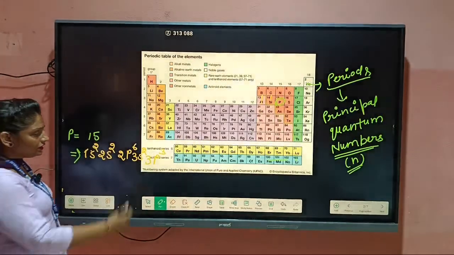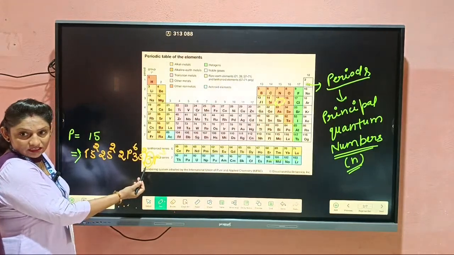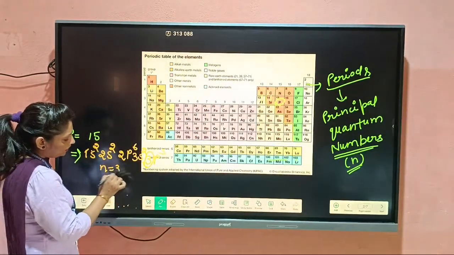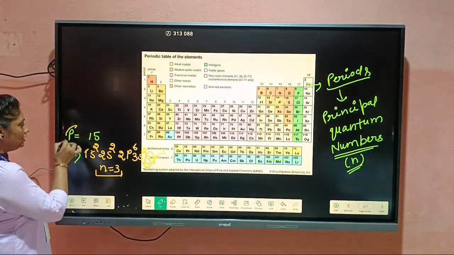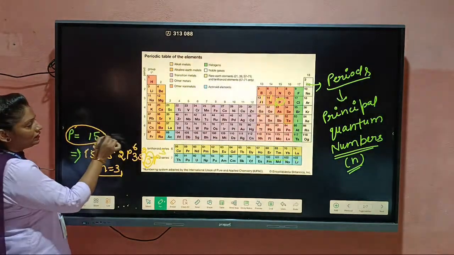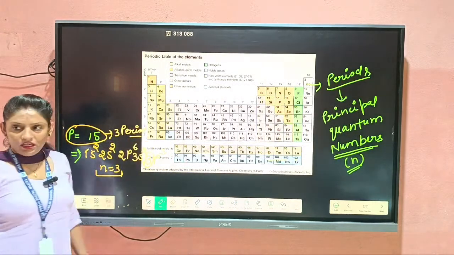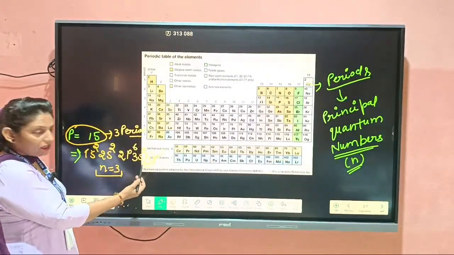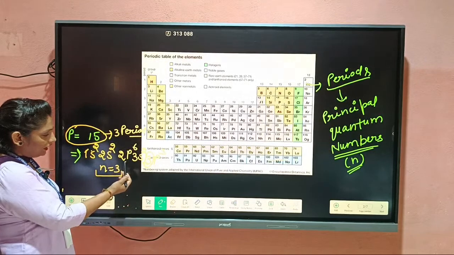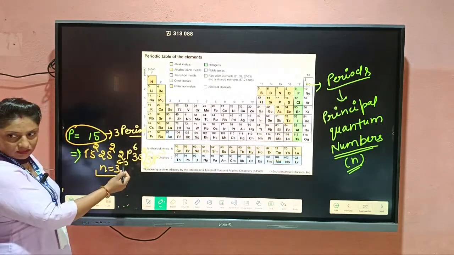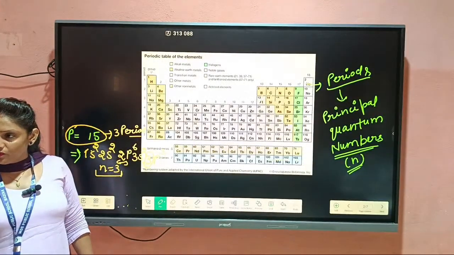Okay, so you can see here n is 3. Here the value of n is 3, which means this element lies in period number 3. The greatest number is known as n. This is n minus 1, the penultimate shell. So the penultimate shell is here 2, n minus 1, 2. Okay.